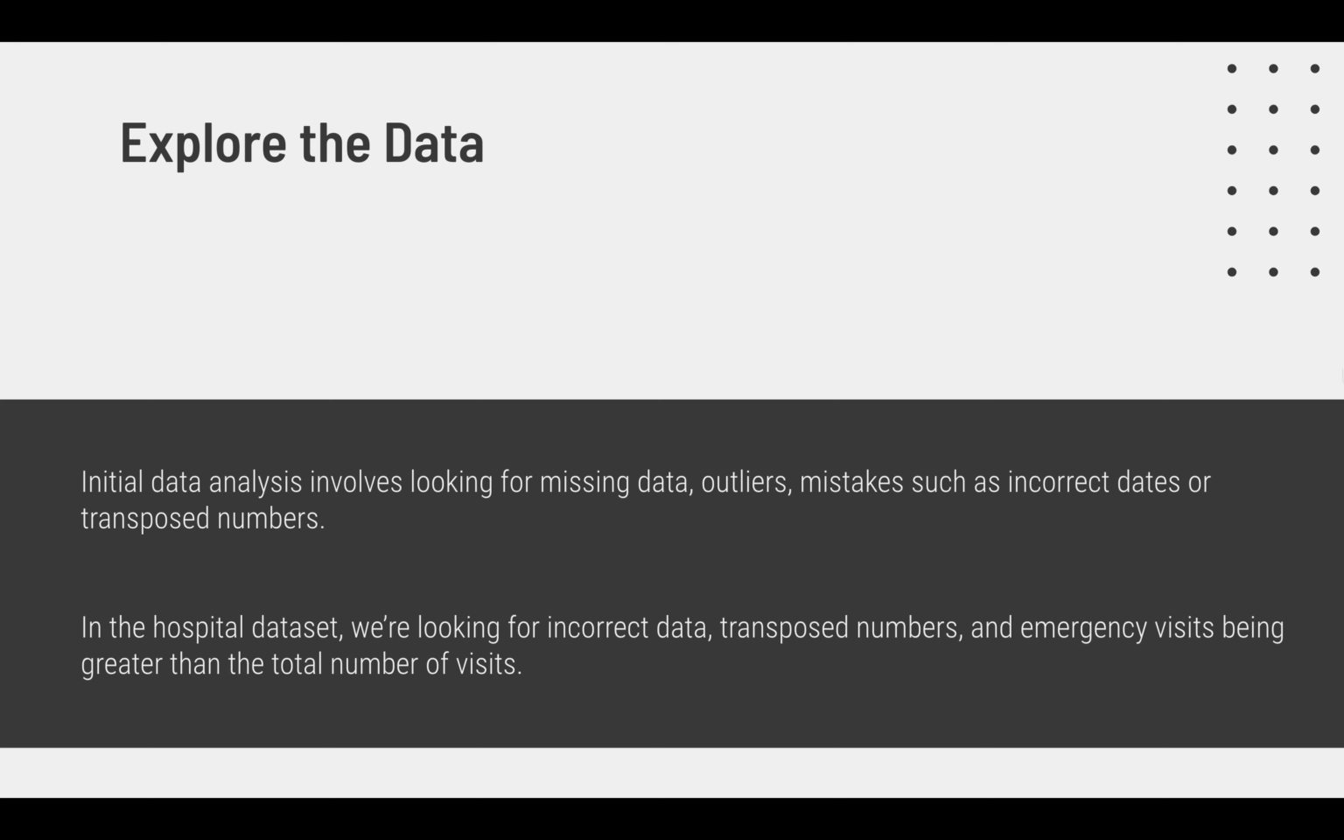Next, we have explore the data. Initial data analysis involves looking for missing data, outliers, mistakes such as incorrect dates or transposed numbers. In the hospital data set, we're looking for incorrect data, transposed numbers, an emergency visit count greater than the total number of visits.